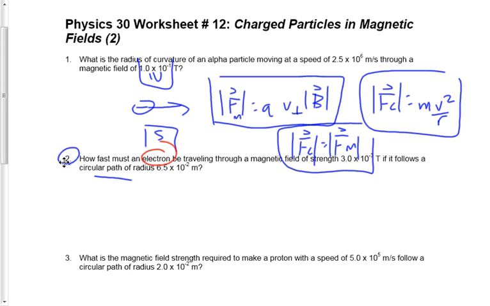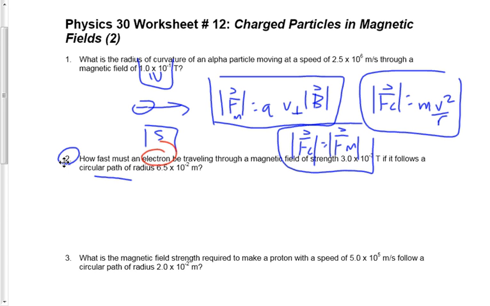Which of those 3 equations do you think you want to start with? Remember, they're all valid. For all of these questions, all of those equations are valid, and they will be every single time a charged particle moves perpendicular through a field. But which one do you want to try first here?